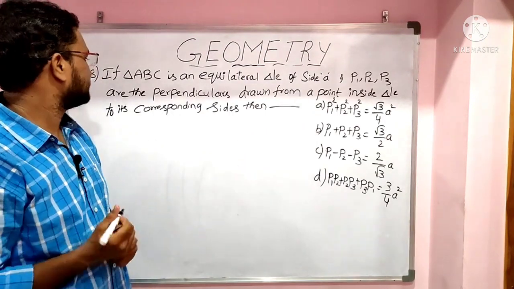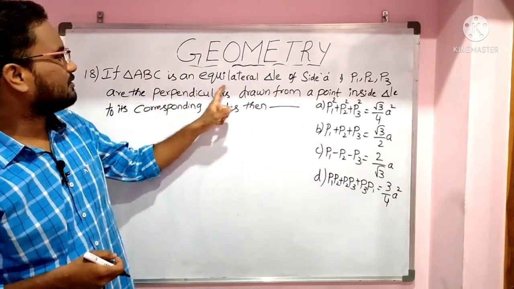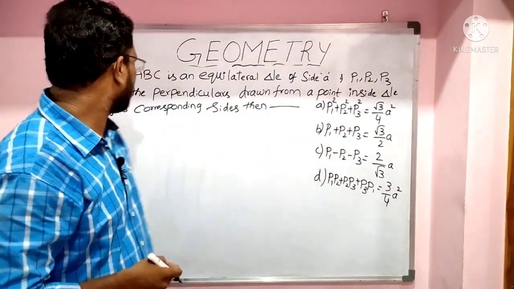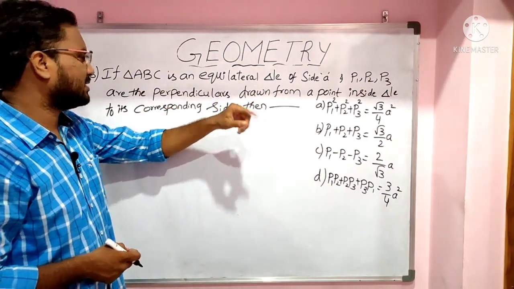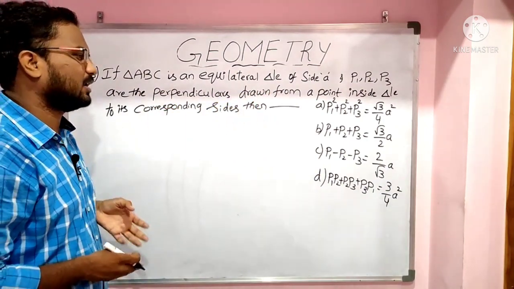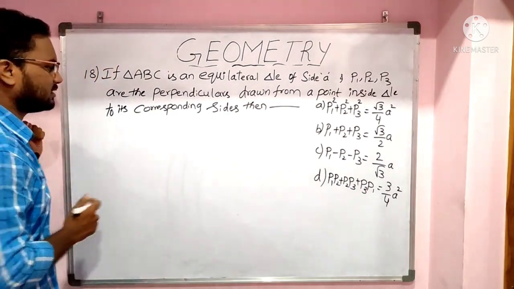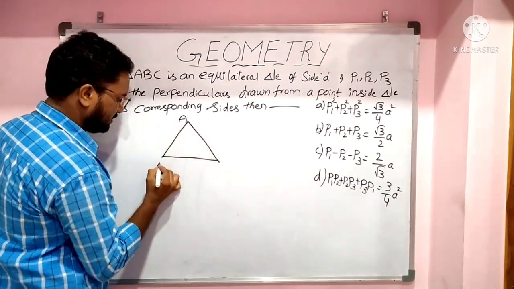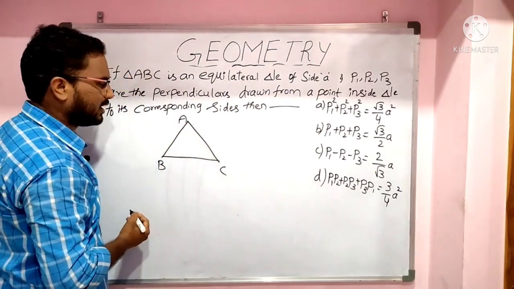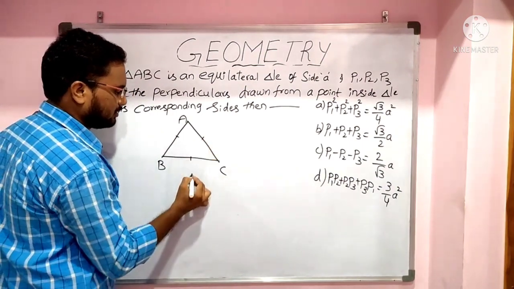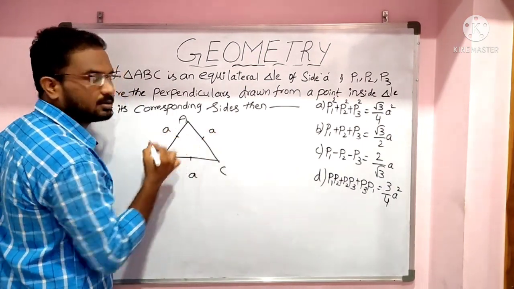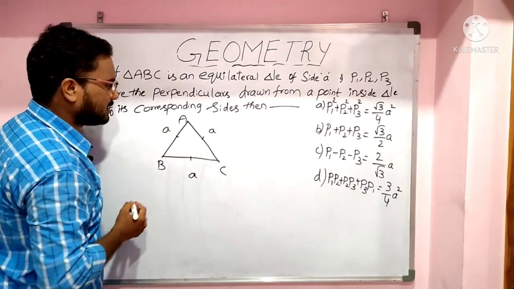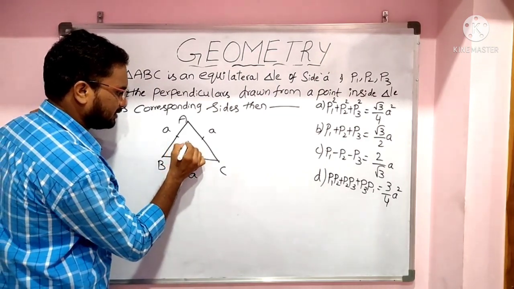So next problem. If triangle ABC is an equilateral triangle of side A, and P1, P2, P3 are perpendiculars drawn from a point inside the triangle to its corresponding sides, then, first of all we need to draw a figure. Triangle ABC, this is an equilateral triangle of side A. All sides are equal, each side is A. P1, P2, P3 are the perpendiculars drawn from a point inside the triangle. Let us say this is the point.